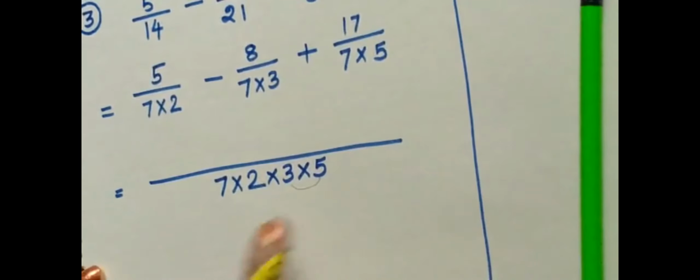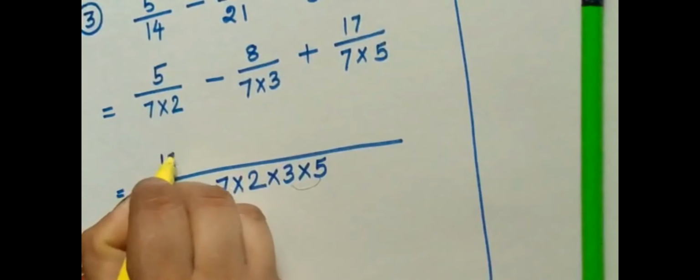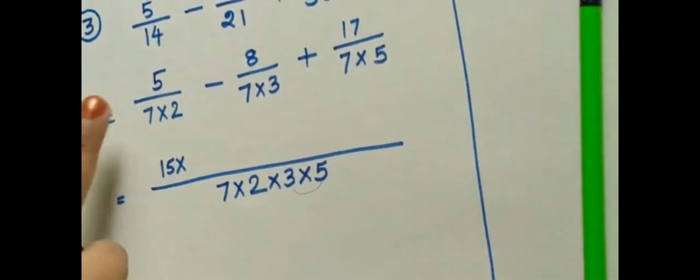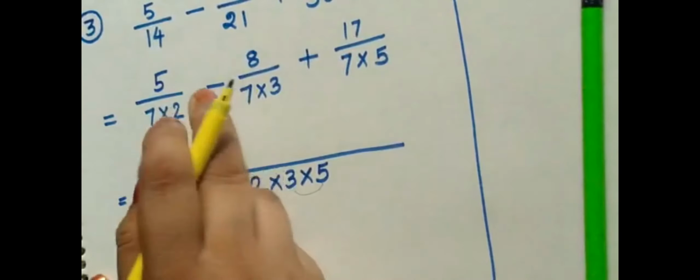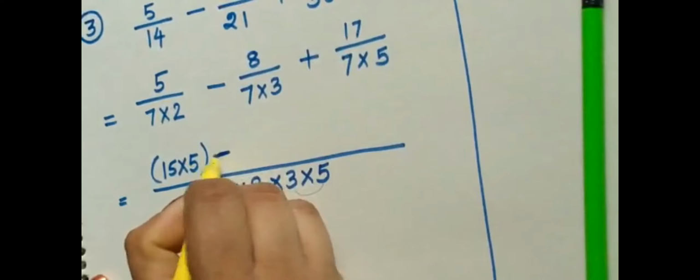So what we have to do next, we need to multiply this 15 with the numerator 5. So we will write 15 cross 5 in a bracket here. We will copy this minus as it is.